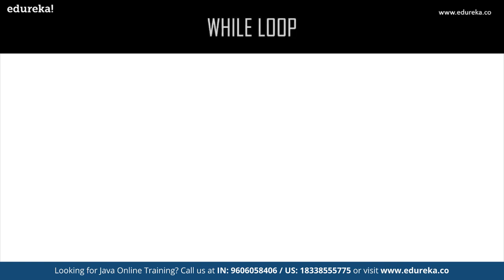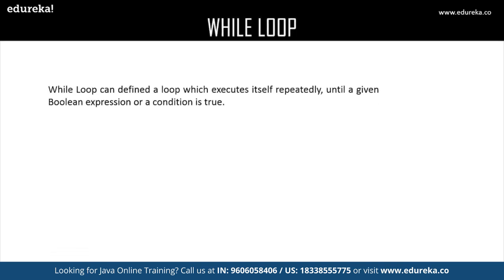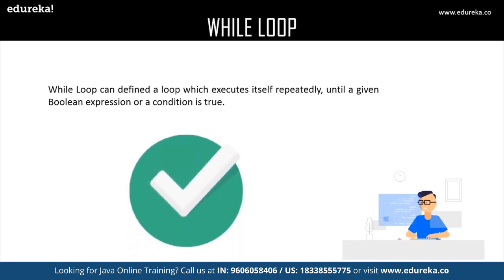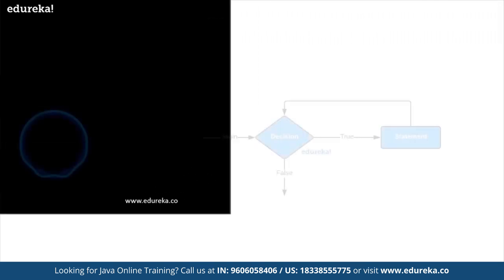While loop is a control flow statement that executes itself repeatedly until a given Boolean condition is satisfied. While loop can be considered as a repeating if statement. Let us see the flowchart of the while loop to understand this in a much better way.